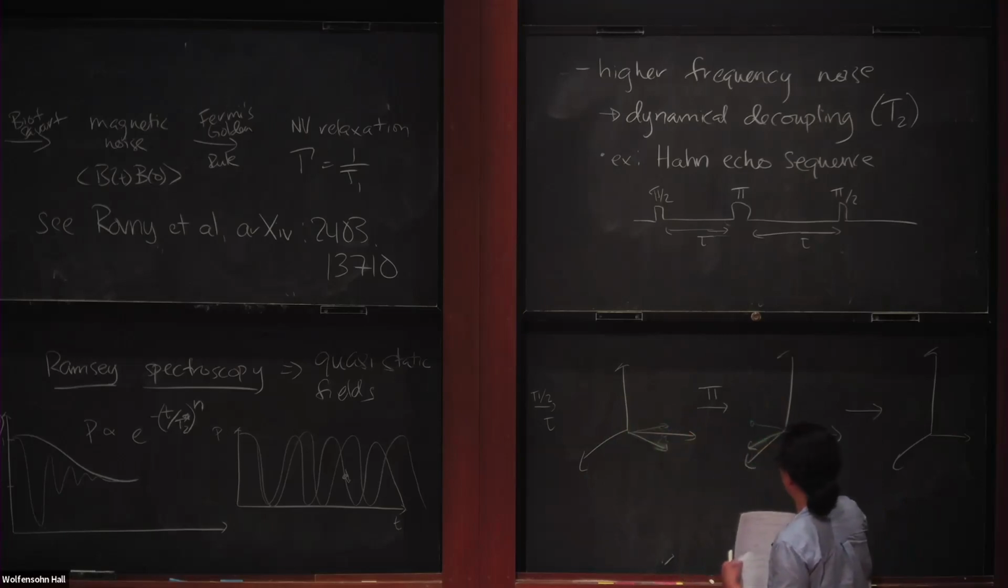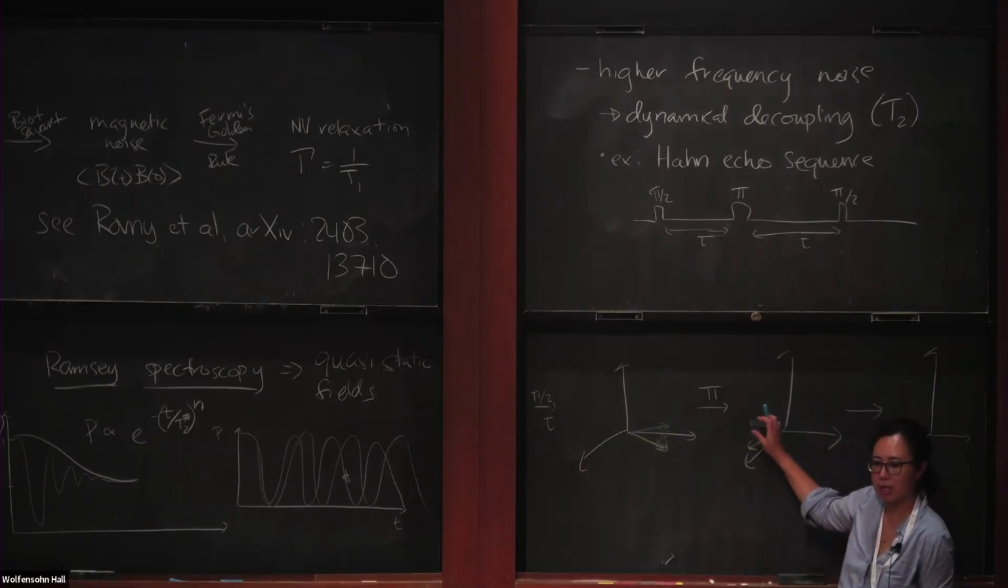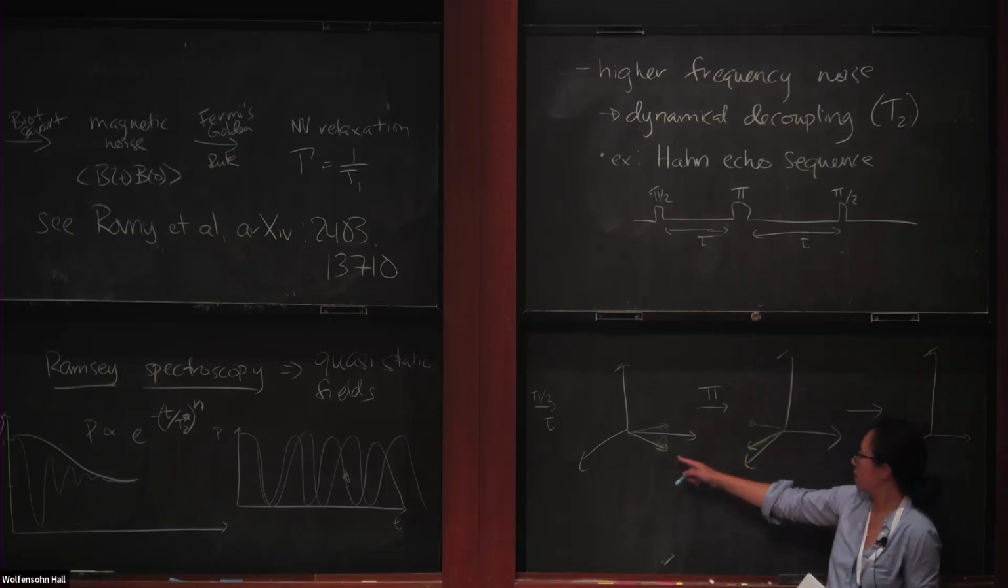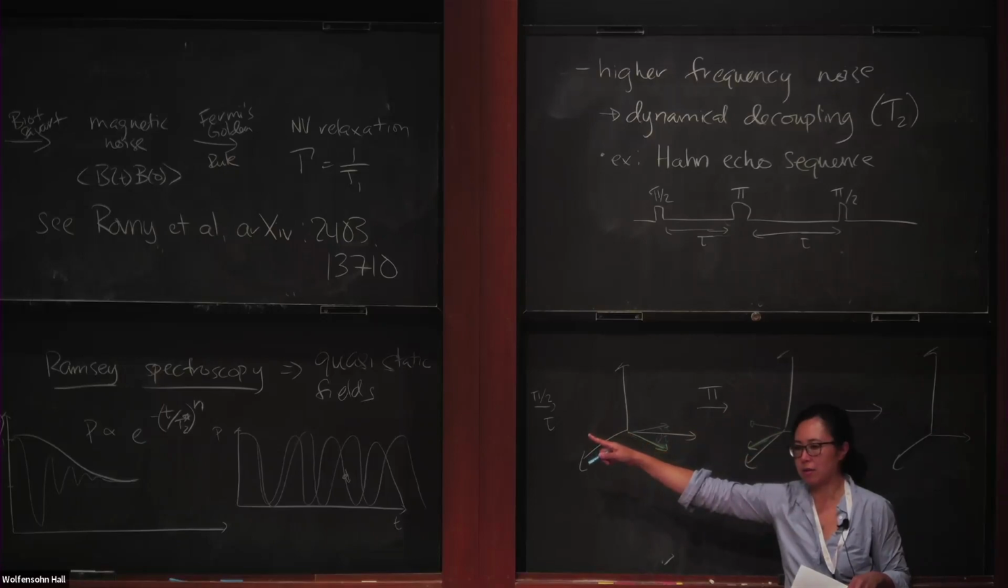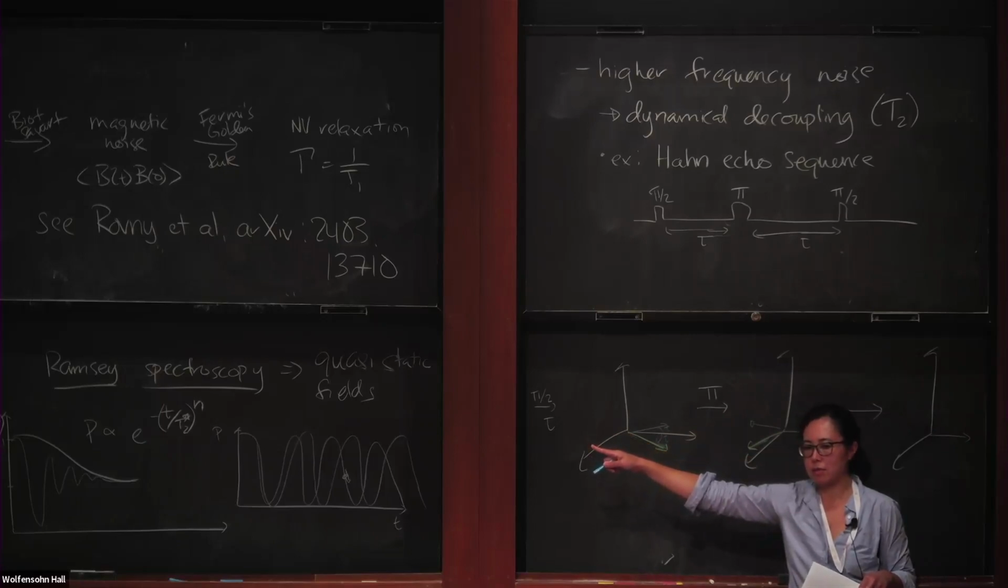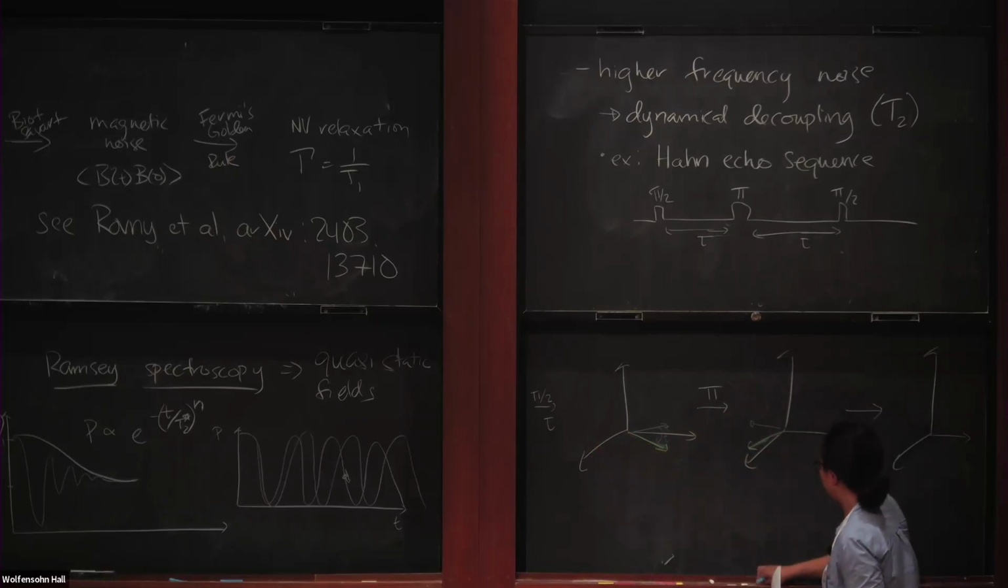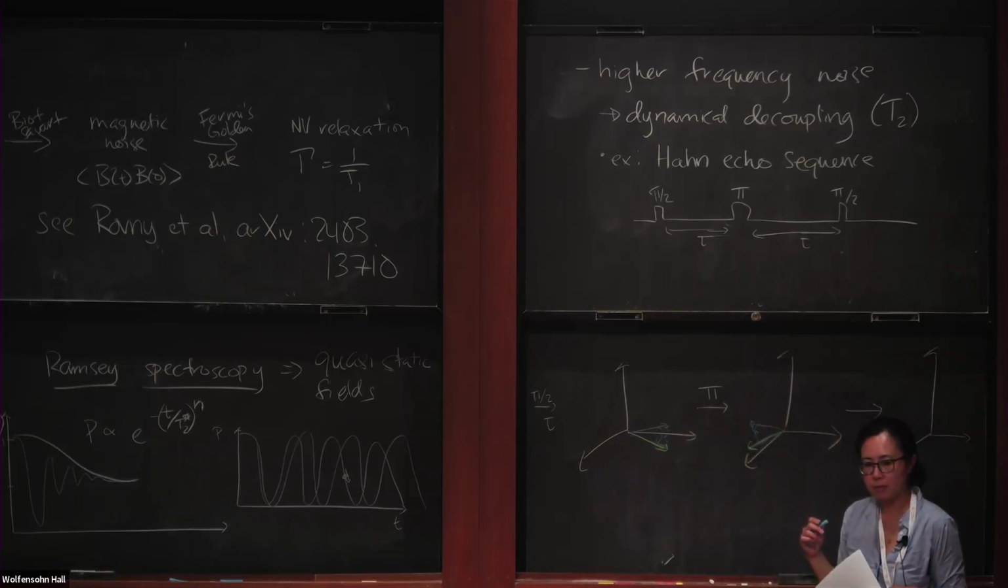Okay, so now I have these two guys with the exact same phase offset, but on the other side of the Bloch sphere. But now this green thing was going this way around because of the noise that it was experiencing, so it's going to continue going in that direction. And the blue thing was going that way around, so it's going to continue going in that direction.